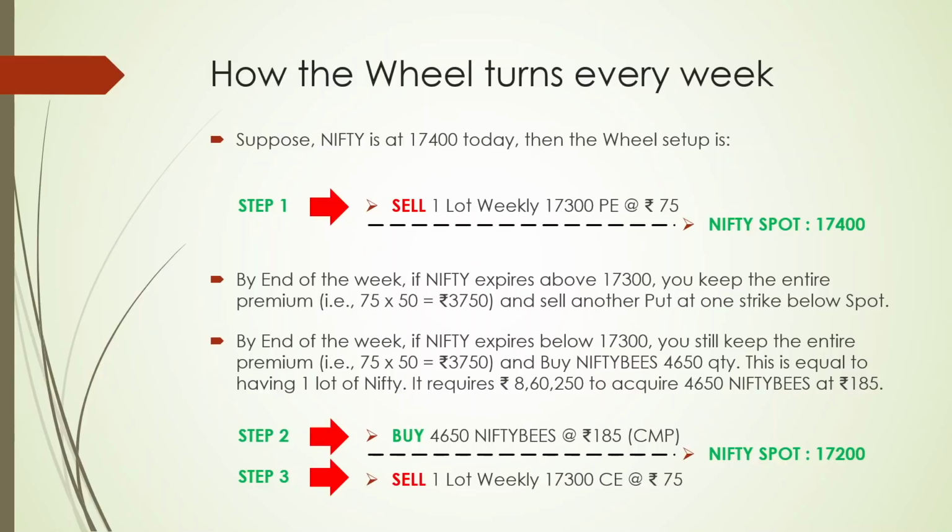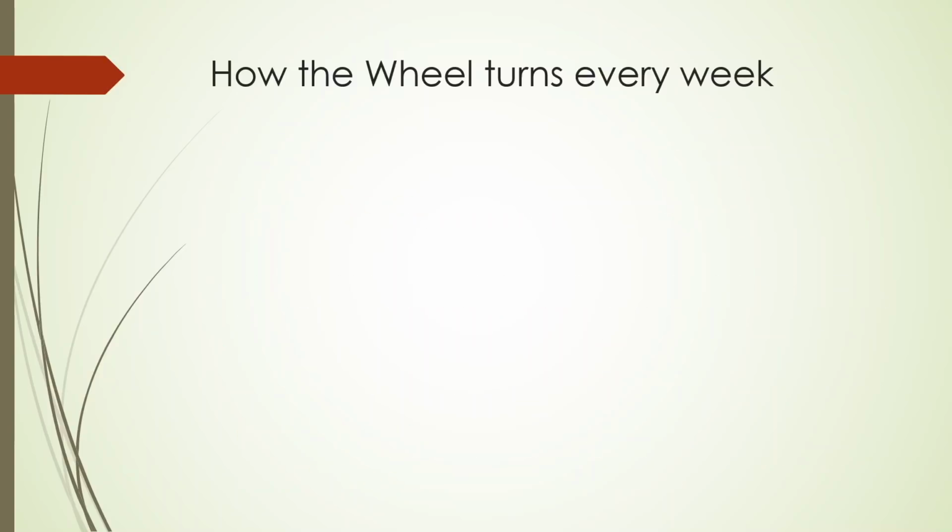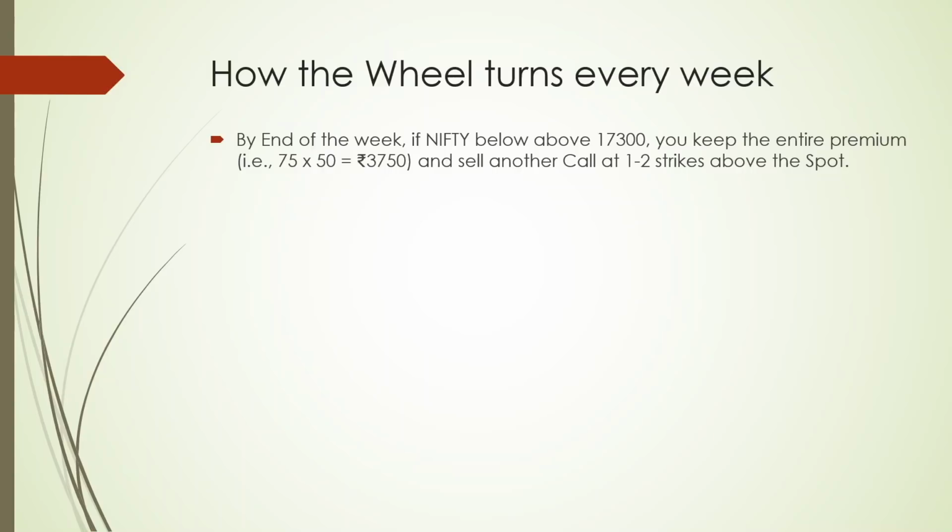So step 3, what we will do: sell one lot of weekly, because now the Nifty spot is at 17,200. Just one strike out of the money, 17,300, you can go and sell for 75 rupees. If you go and check the price, it will be somewhere around 75 rupees. Here also you will collect around 3,750 premium. By end of the week, if the Nifty is below 17,300, the call you sold, you just keep the entire premium and then sell another call on Nifty, wherever the spot is, just sell 100 points away.